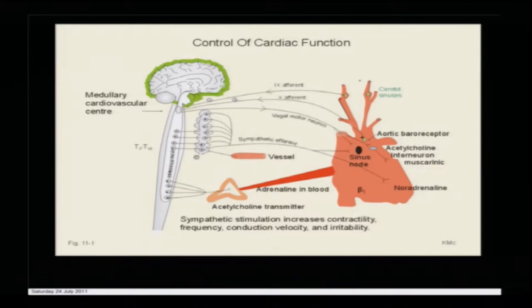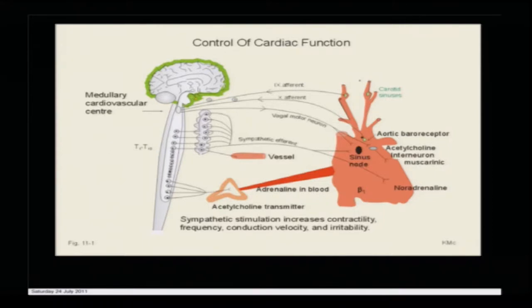Here you get an idea about the sympathetic system, where the sympathetic afferents are. You see the vagal nerves, motor neurons, the 10th afferents coming here, the 9th afferent coming to the carotid sinuses, and the sympathetic afferents coming and influencing. They all act through beta 1 receptors, and there is also acetylcholine transmission taking place. Okay. Mostly it is the sympathetic afferent, noradrenaline, which is essentially responsible for regulating.